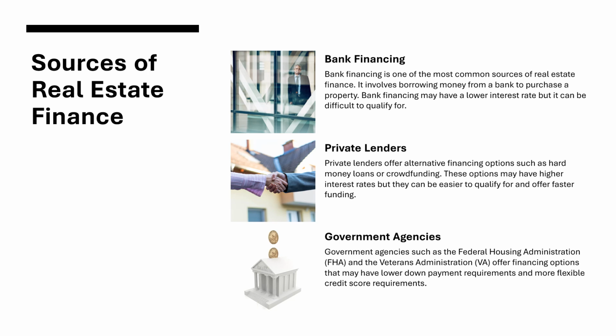Private lenders. Private lenders offer alternative financing options such as hard money loans or crowdfunding. These options may have higher interest rates, but they can be easier to qualify for and offer faster funding. Government agencies. Government agencies such as the Federal Housing Administration and the Veterans Administration offer financing options that may have lower down payment requirements and more flexible credit score requirements.